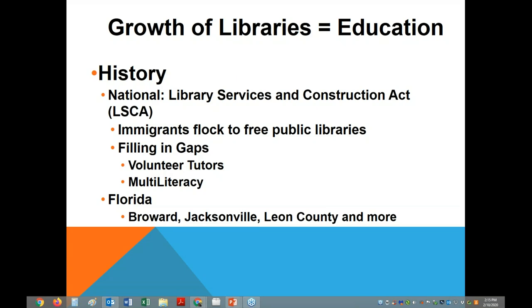In Florida, as far as the library directly running a literacy program, I know that Broward was one of the early ones in the 60s to be doing that. Jacksonville also got an LSCA grant, as did Leon County here in Tallahassee. I mentioned Bay County, Panama City. So that's what's been overall happening as far as the growth.